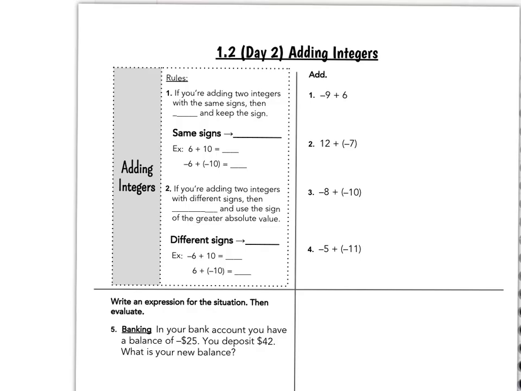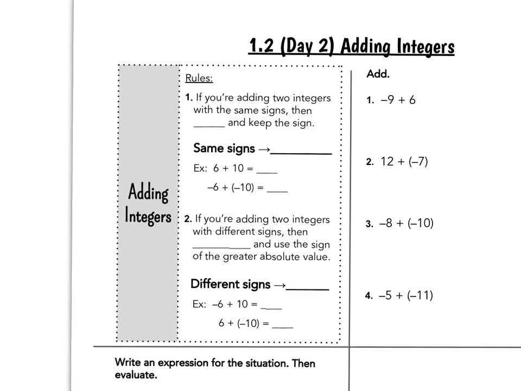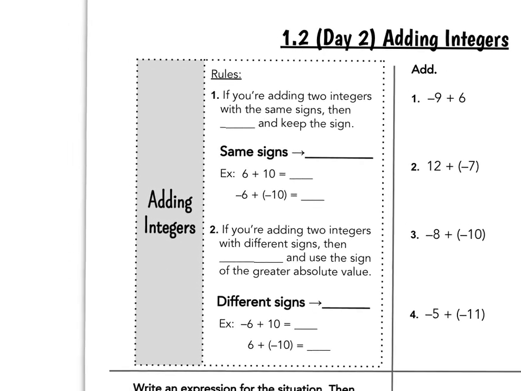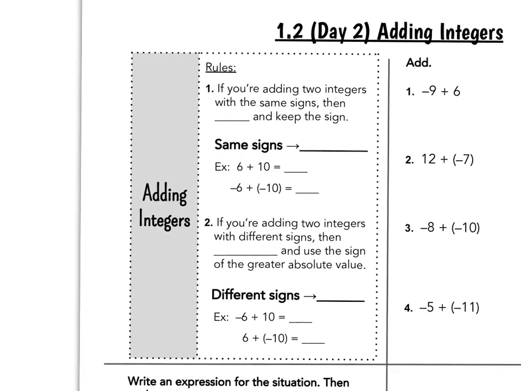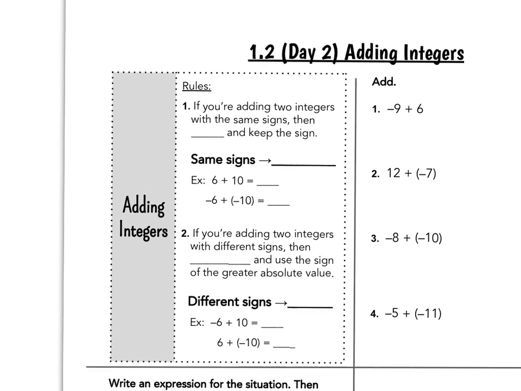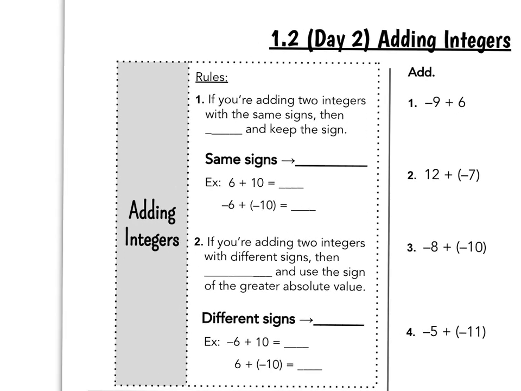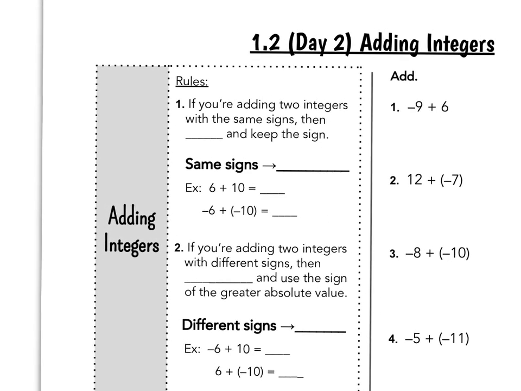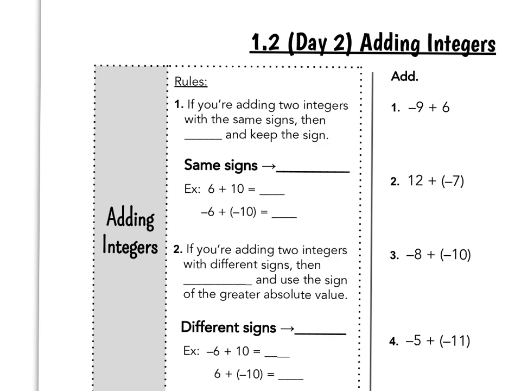Okay, so we're going to start on the left side, adding integers. We have a set of rules. Instead of using a number line, we can use these rules to add integers. It's helpful when the integers are very big or very small, like big absolute values. So I'm going to have you fill in some blanks. The first step, number one, says if you're adding two integers with the same signs, then add and keep the sign.